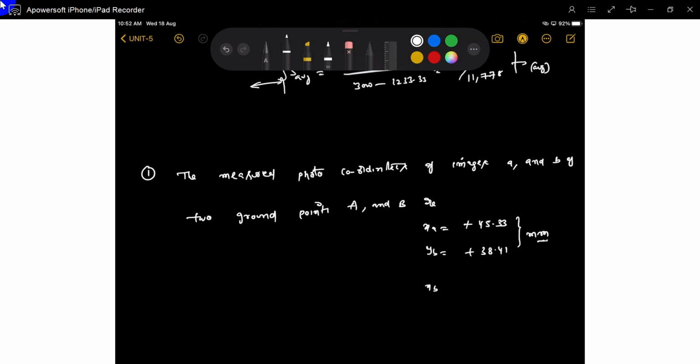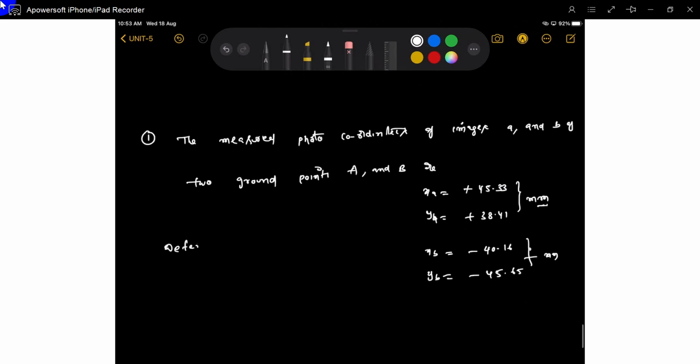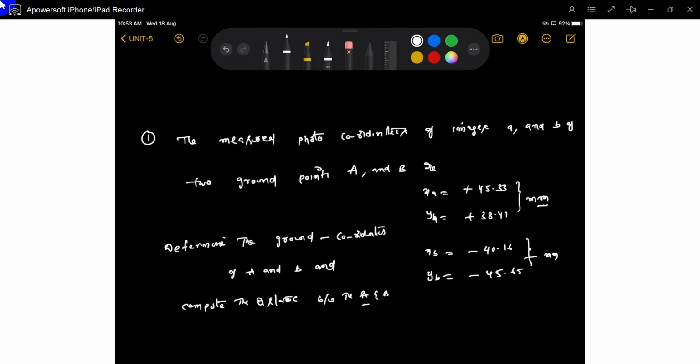XB, XA and YA. XB is minus 40.16, YB is minus 45.65 mm. Determine the ground coordinates of A and B and compute the distance between the points A and B, capital A, on ground.